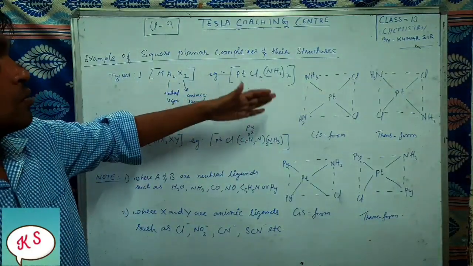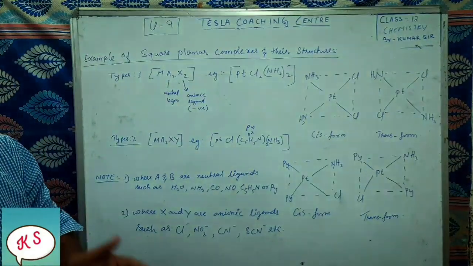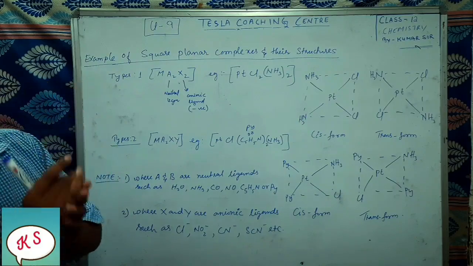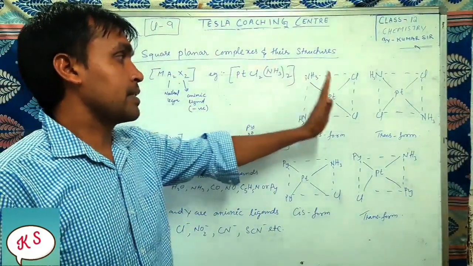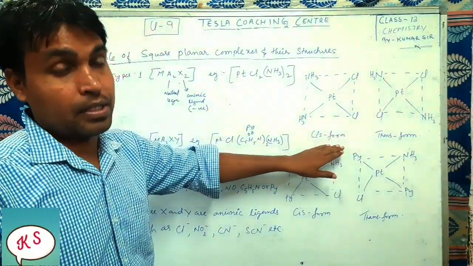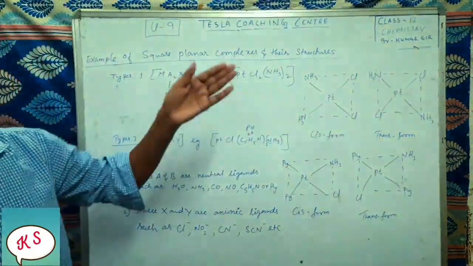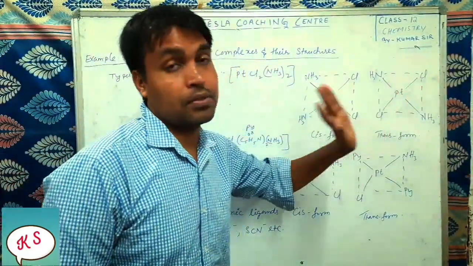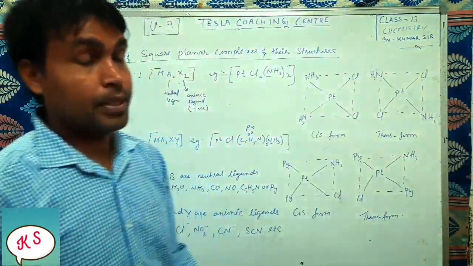So how to draw the geometrical structure of this one? The cis form, as I have already discussed with you: in the cis form, the same type of elements will remain on adjacent sides. So here NH3 is remaining on one side, Cl on one side, right or not? So this is the cis form of geometrical isomerism. And in the trans form, as I told you, they will be opposite to each other. So NH3 will be opposite to NH3, Cl will be opposite to Cl. So this one is nothing but the trans form of geometrical isomerism.